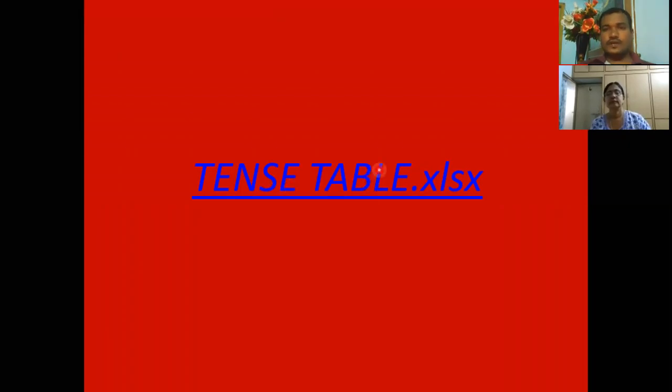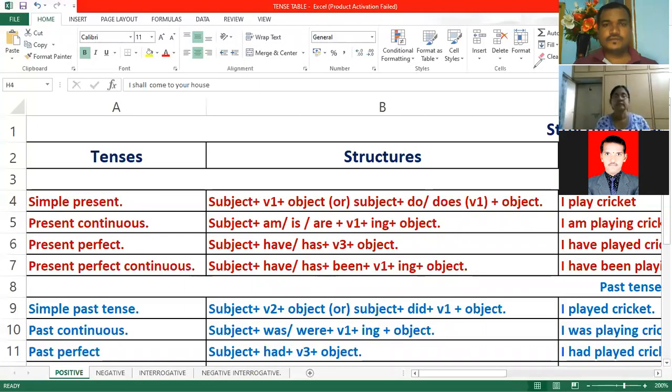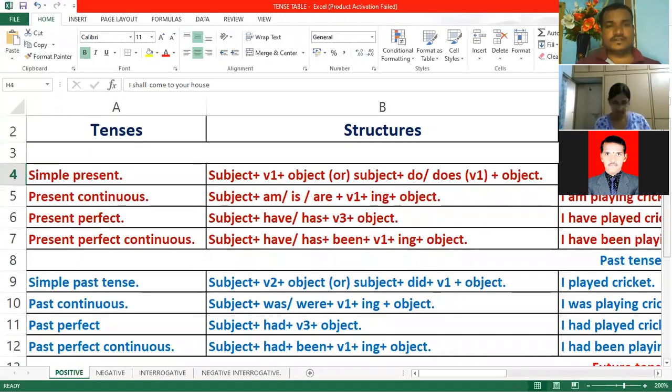Here I would like to show you a small Excel document; you'll be able to understand that. As we discussed just now, there are different types of tenses, so let us talk about them step by step. First the name of the tense, then the structure, then we will go for examples.